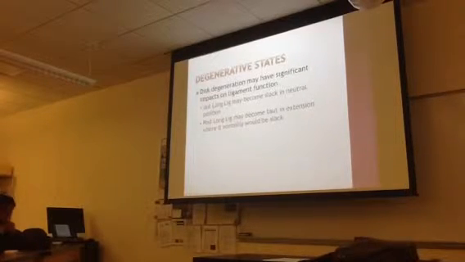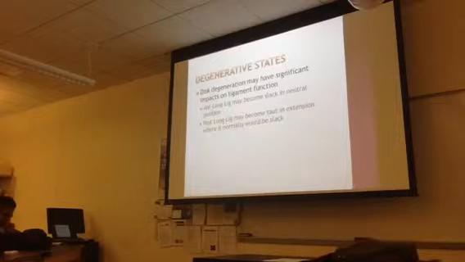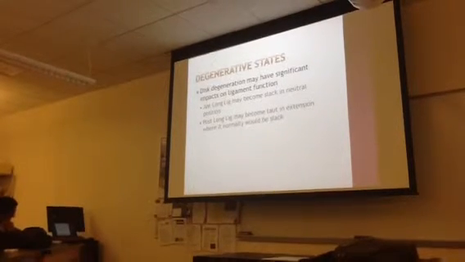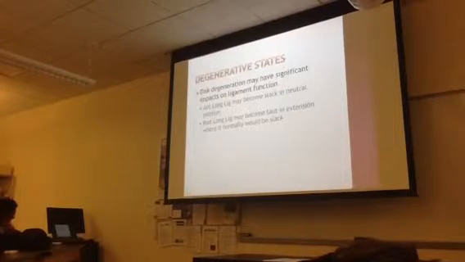In degenerative states, disc degeneration may have significant impacts on ligament function. The ligaments can become slack in neutral position, or the posterior longitudinal becomes taut in extension where it normally would be slack. So if we have degradation of the discs, it could create gaps. If we normally have a disc that's this fat, and all of a sudden it compresses and now it's here, then the ligament that runs across that space is now going to be slack, so it's not going to provide the support that we normally need.